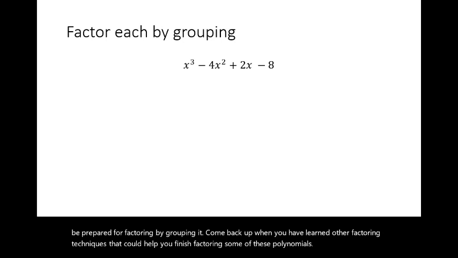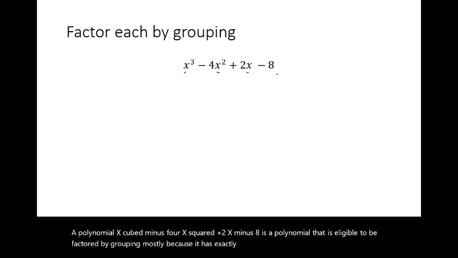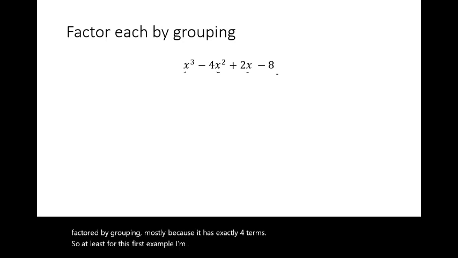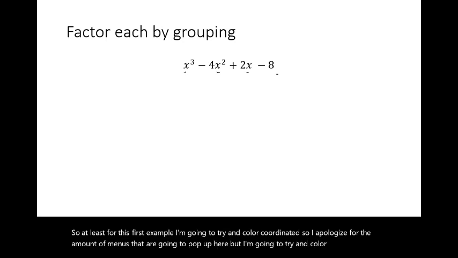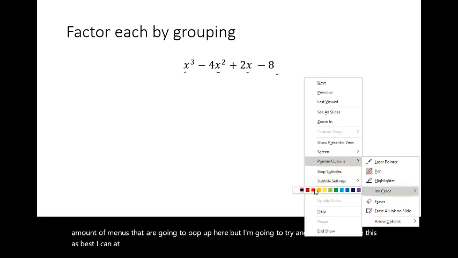So a polynomial like x cubed minus 4x squared plus 2x minus 8 is a polynomial that is eligible to be factored by grouping, mostly because it has exactly 4 terms. So at least for this first example, I'm going to try and color coordinate it. I apologize for the amount of menus that are going to pop up here, but I'm going to try and color coordinate this as best I can, at least for this first one. And then after this, I don't think color coordinating is going to be really feasible here.